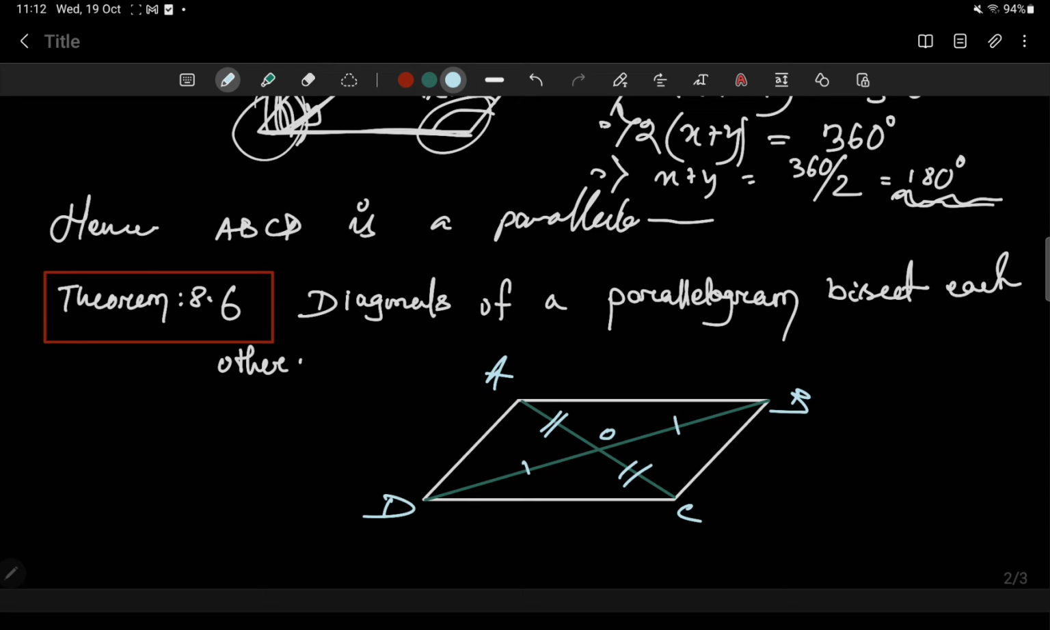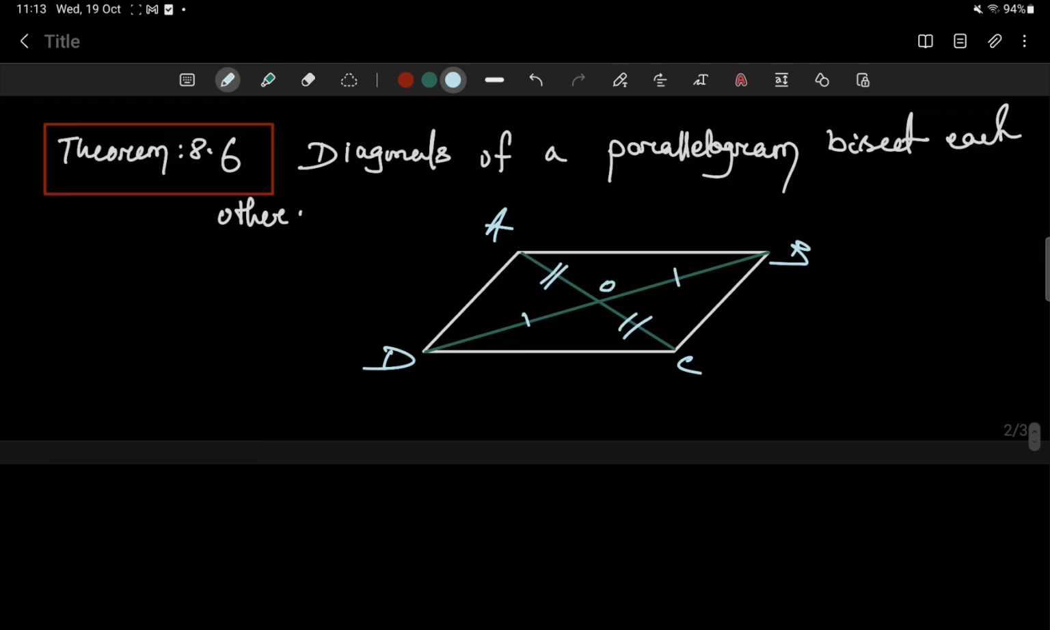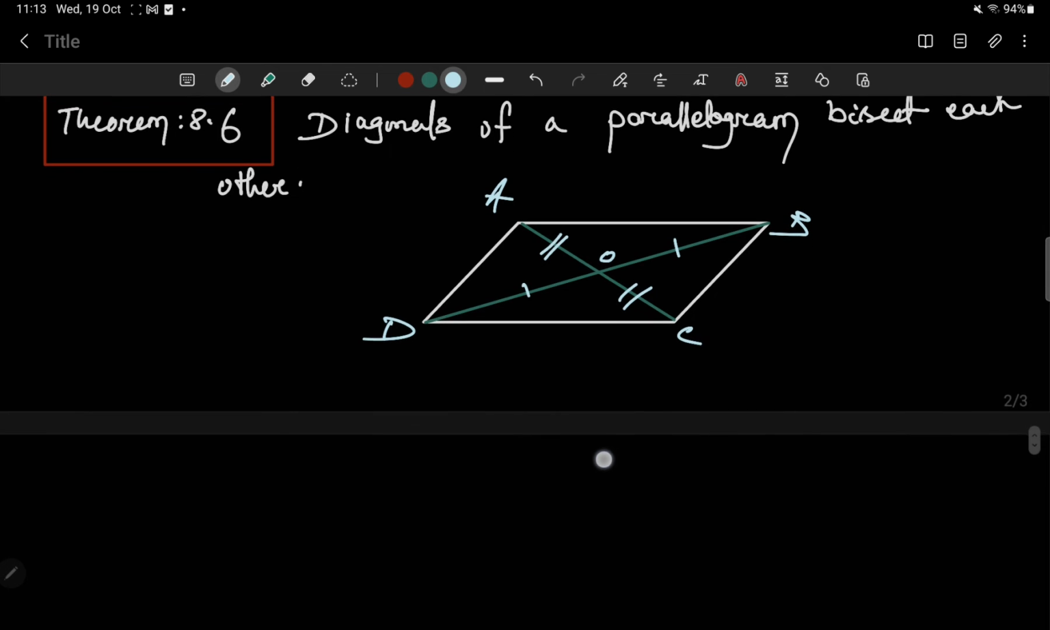Okay, so what we can do, just draw a parallelogram ABCD and measure AO, CO, DO and BO. You will see that AO equals to CO and DO equals to BO. Okay, and how will we prove that? Similarly, by taking two triangles and making them congruent, we can prove that AO equals to CO, BO equals to DO. Okay, so let me do one.